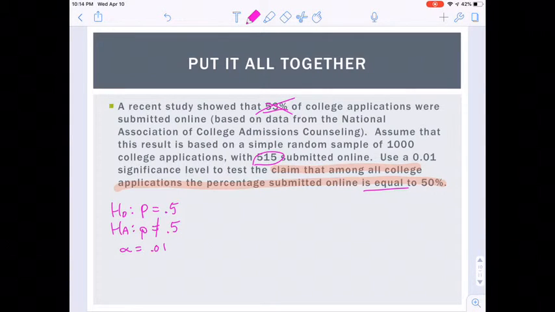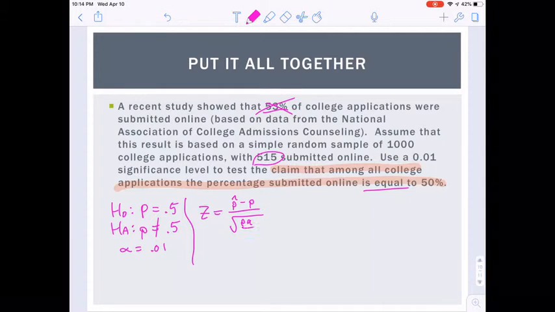And now we're ready to go get our test statistic. Our test statistic, as seen in a previous slide, is z equals p hat minus p over the square root of pq over n. Well, our evidence says 515 out of 1,000. I'm not sure where that 53% came from. That must be a typo or some kind of issue. Okay, we've got 515 over 1,000. That's the evidence we can actually deal with here.